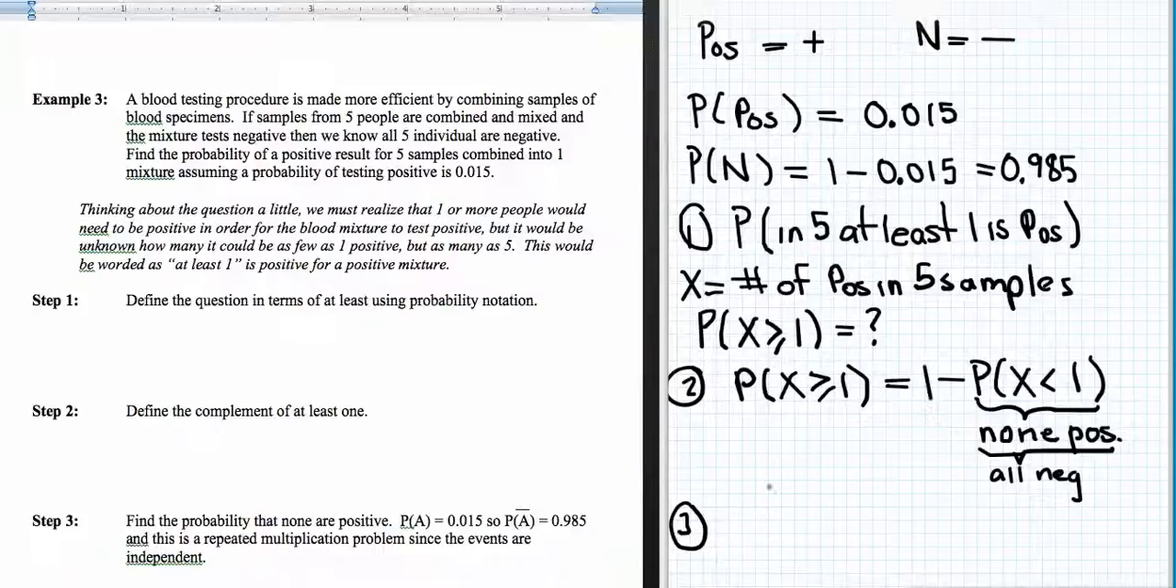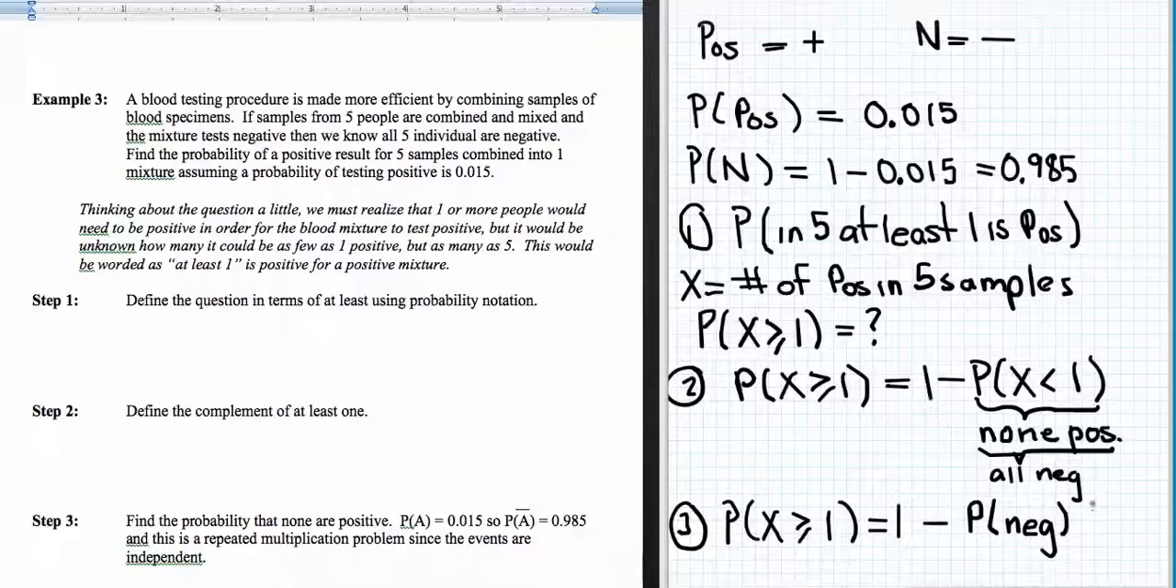So the probability here of x being greater than or equal to 1, I'm now going to put in terms of 1 minus the probability that we have a negative 5 times. So this is the probability that the first one is negative, and the second one is negative, and the third one is negative, and the fourth one is negative, and the fifth one is negative. And those are all independent events, right? Because they're independent people, they're all separate people. One's probability doesn't depend upon another one.